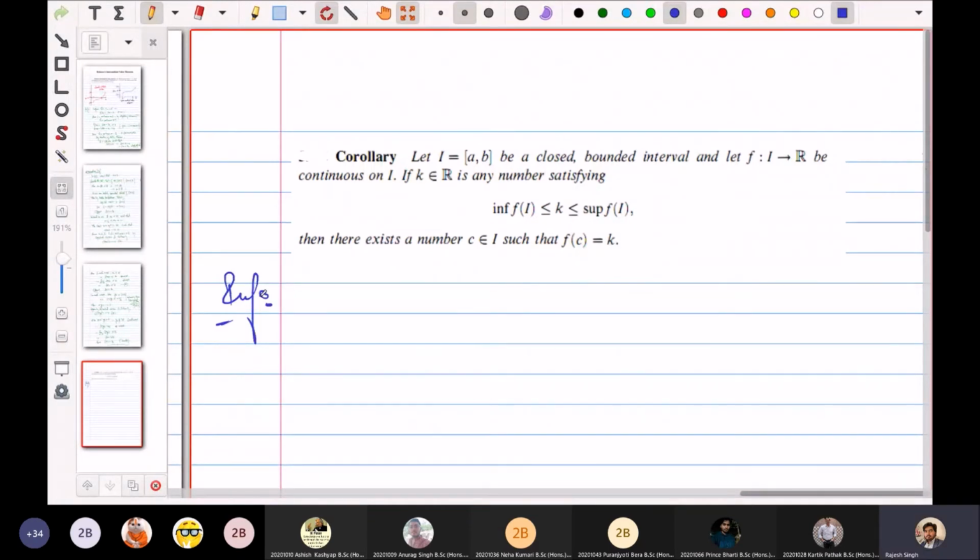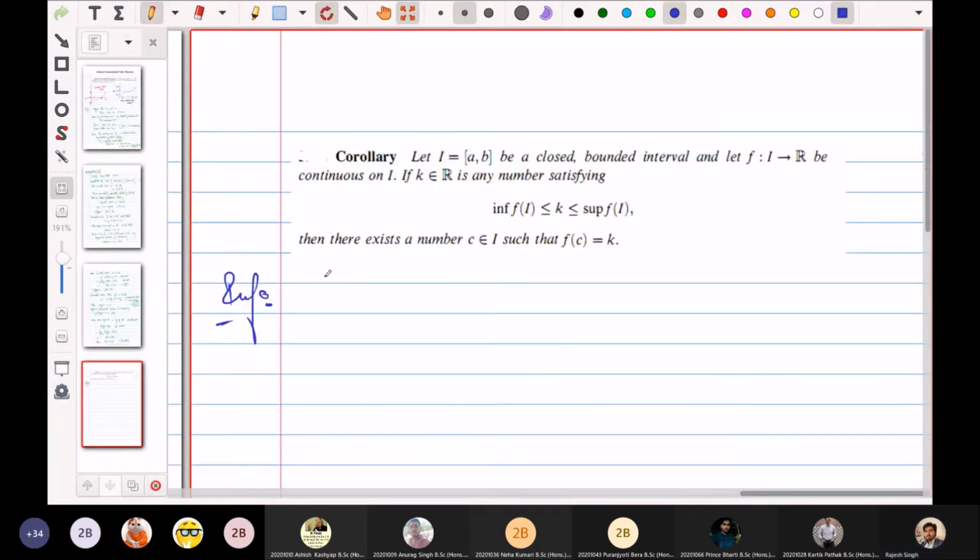I is closed and bounded. f is continuous on I. And sir, k is lying between the minimum and supremum, so that also will not come, meaning it will become equal to a and b? No, it will not be equal to a and b. There will exist some point. It is not necessary that it will be equal to a and b. It may be possible that f(a) and f(b) are not exactly lying in between these.